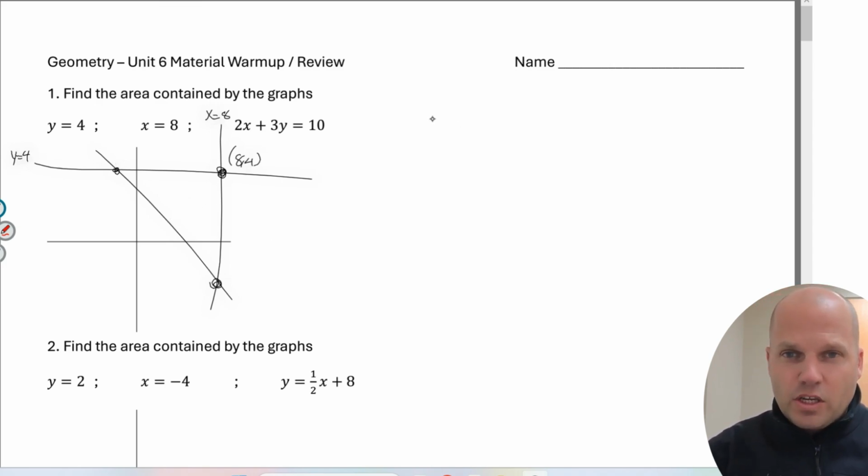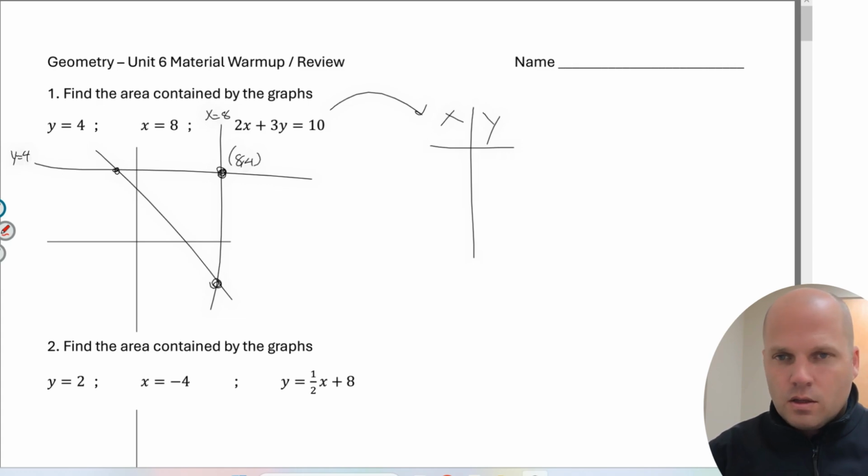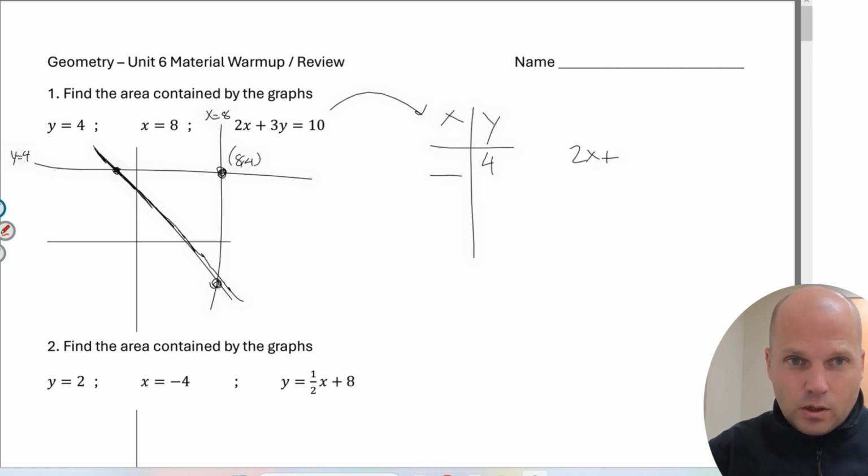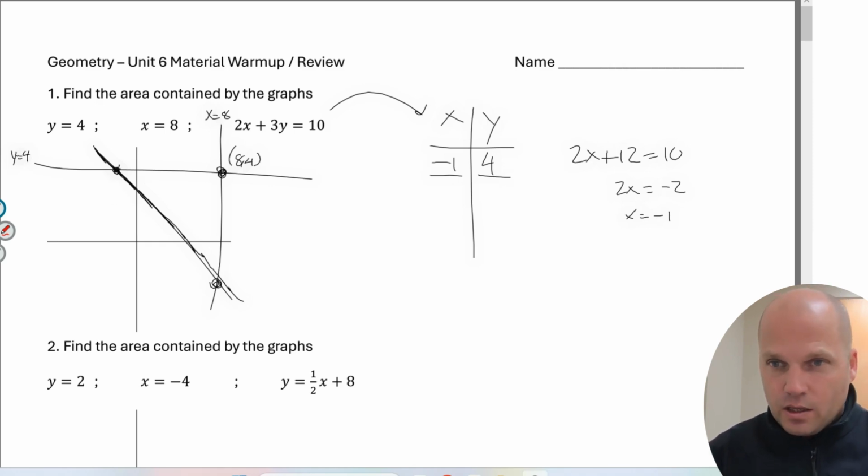Let's find these 2 points. So we need to figure out on this equation what the other half of the point on the line 2x plus 3y equals 10 is. So when y is 4, what is the x that goes with that y? I'll plug in 4 for y. I get x is negative 1 when I solve. Now that is an x that goes with this y. They are a team. They work together. You can't just have one without the other. It's the point on the line that intersects with y equals 4.